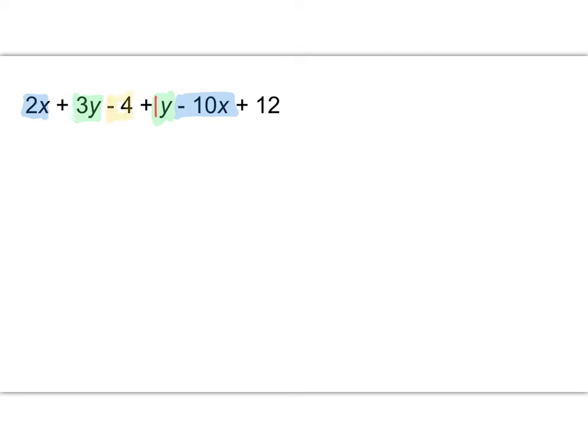Then last of all, I have my constant terms. I have negative 4 and positive 12. I always make sure to highlight my negative signs so that I know that that's a negative number that I'm working with. I don't always highlight my positive signs because if a positive sign isn't written, we know the number is positive, but it's important not to forget your negative. Okay, the next step is to rewrite the expression so that all the like terms are together. So I'm going to write 2x minus 10x, 3y plus 1y, and negative 4 plus 12.